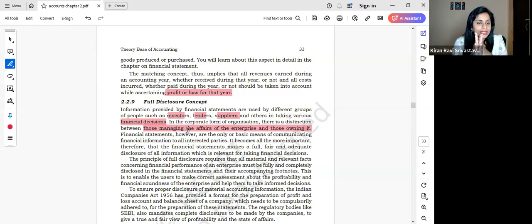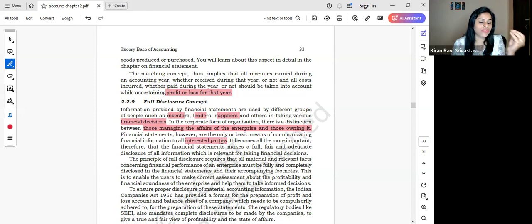So in reality, there is a difference between the one who owns the business, whose capital is invested in the business, and the one who manages the business: the CEOs, the MDs, and the various other managers who are managing the affairs of the company. That is why financial statements are the basic means of communicating the financial information to all interested parties. Here, interested parties are all internal and external users.